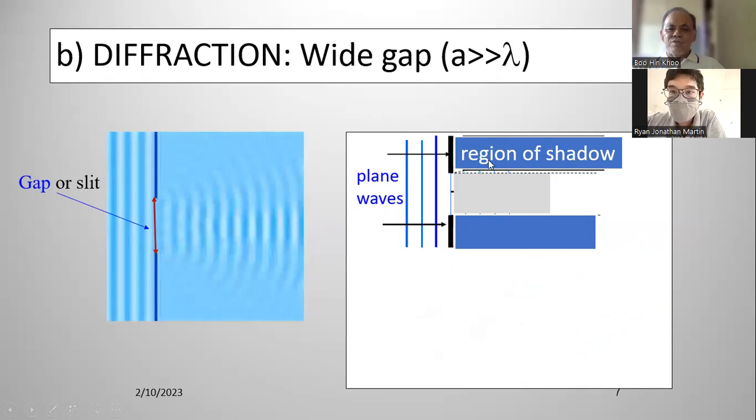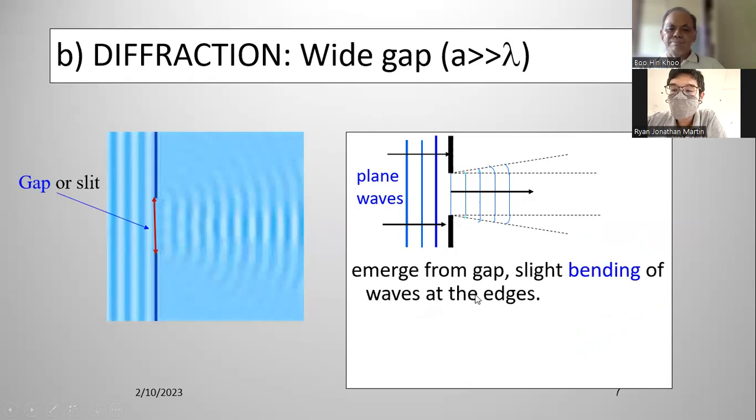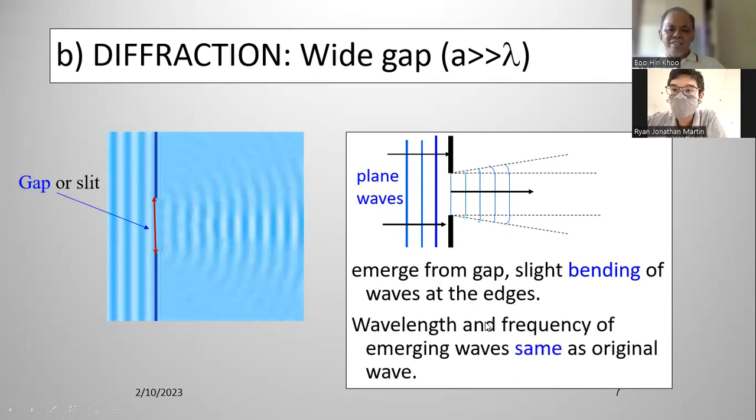Suppose this is the region of shadow, behind the obstacle. You should be able to draw that. Just still parallel, still plane wave, but spreading out. It bends. This plane wave bends away, slightly away. It's a slight bend only. Wavelength is still the same. Speed still the same. Doesn't change. Must be able to draw.